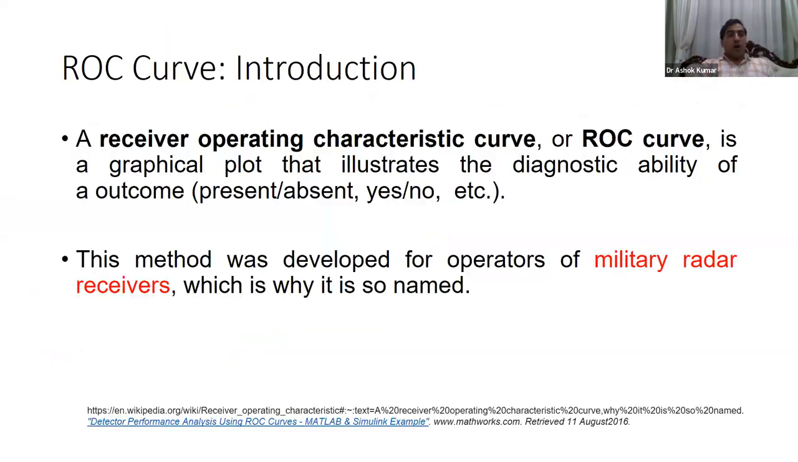So how? ROC curve, first of all, introduction. It is a receiver operating characteristic curve. The ROC curve is a graphical plot that illustrates the diagnostic ability of a test for an outcome, that is, the presence or absence of disease: hypertension yes, hypertension no, diabetes yes, diabetes no. This method was developed for operators of military radar receivers, which is why it is named receiver operating characteristic curve.